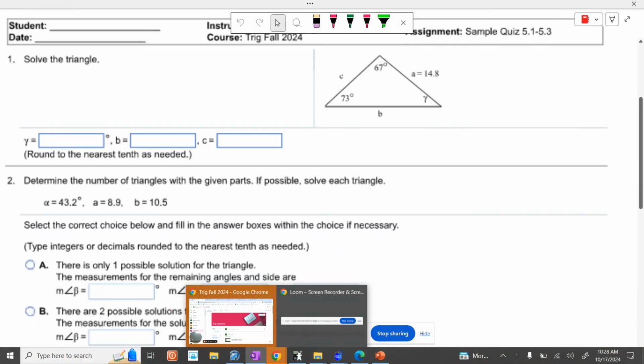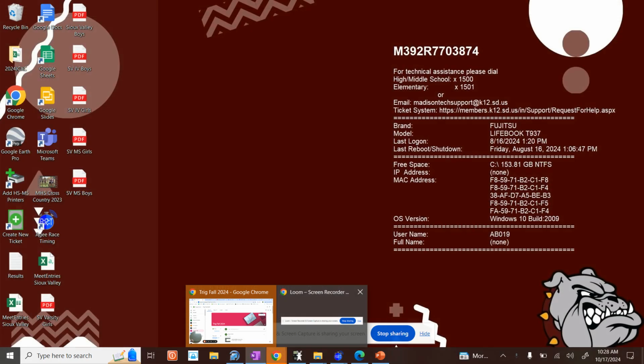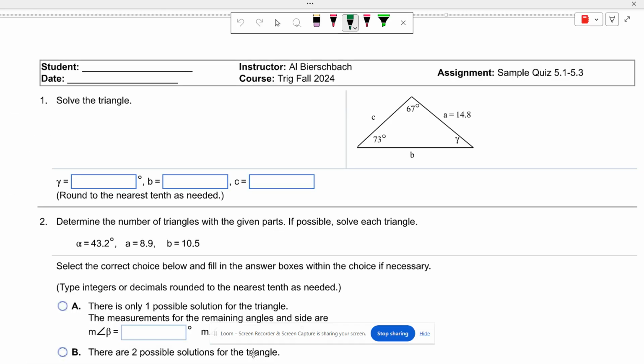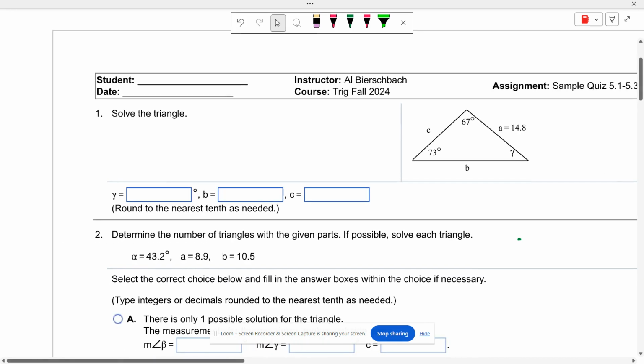Okay, next time we have class, we'll have a quiz. So let's just review a little bit about what is on our quiz. This chapter we started out with a triangle that looked like this. First, if I wanted this angle, what would I do? Add them up and subtract from 180 and we get 40 degrees.